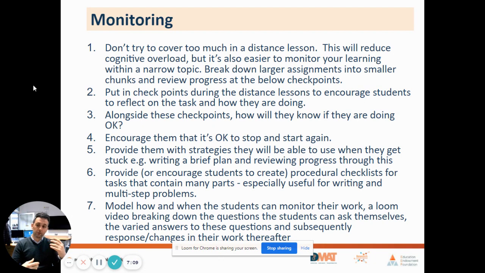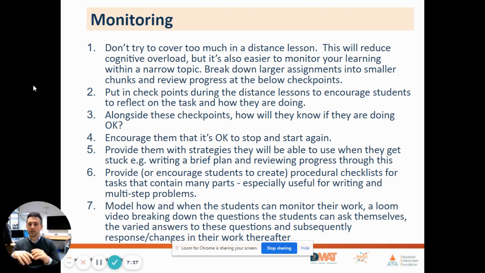Give them, number 3, ways of judging that. How can I decide whether that's going well or whether that's going badly? Now, you'll notice I'm being very generic here, and that's because this is going to be different in every subject. Number 4, encourage them that it's okay to stop and start again if it hasn't gone well. For example, I've done this video 3 times now, not through actually a metacognitive approach, just because the technology hasn't worked, but I'm sure the 3rd version is better than the other 2.